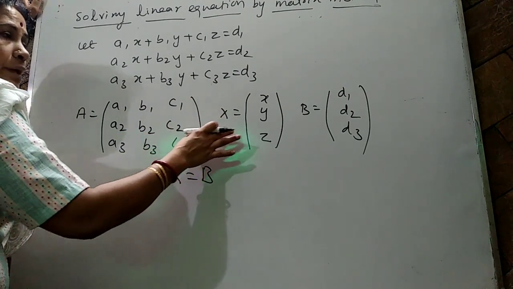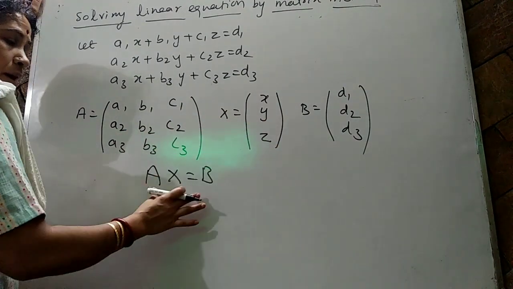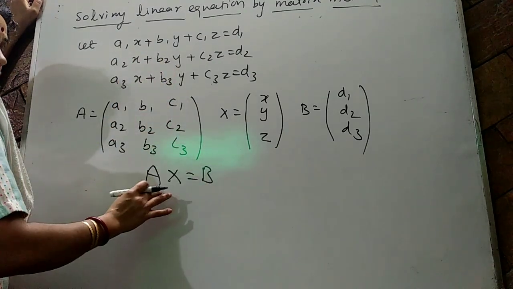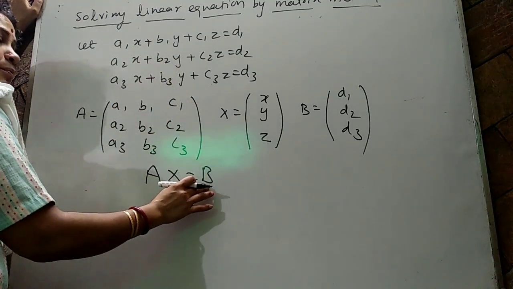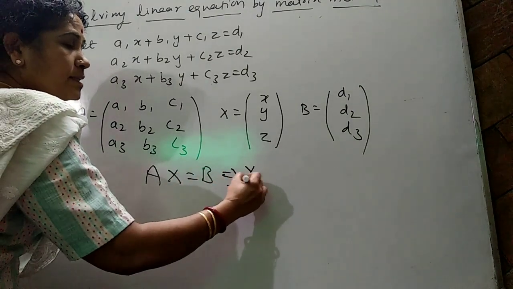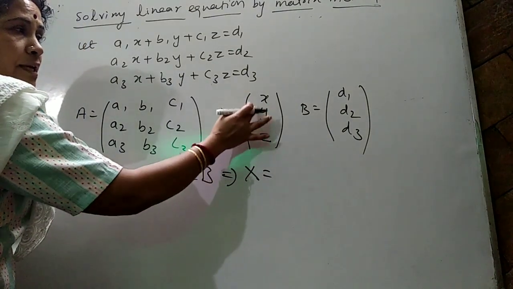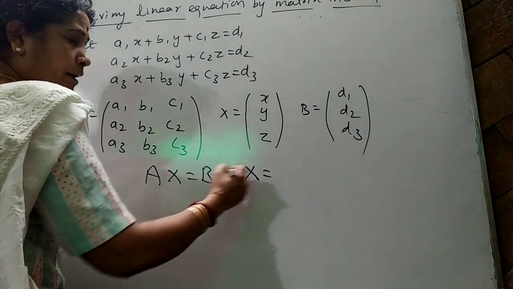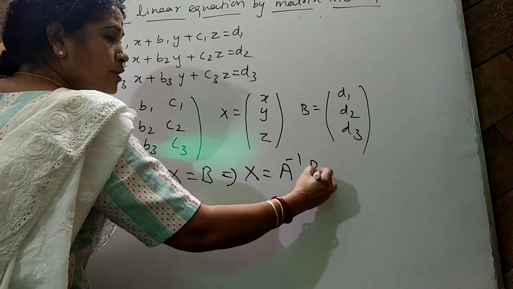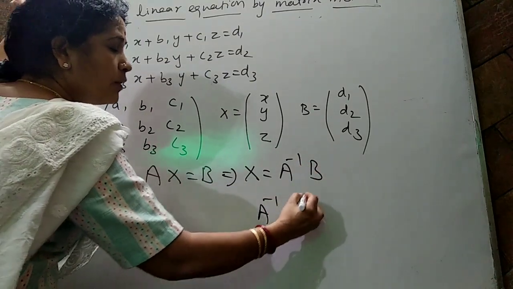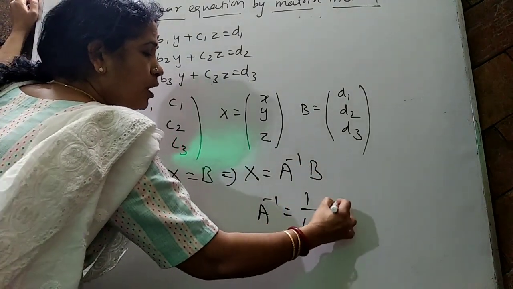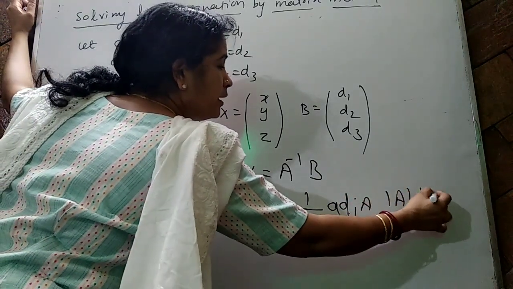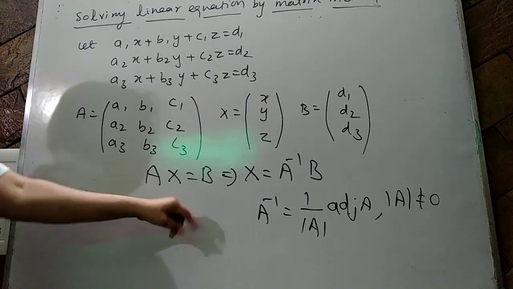So the system can be written in matrix form like this: A into X is equal to B. This implies X is equal to, we need the value of X, that is x, y, z. A is on the left side, so it goes to the other side as A inverse into B, where A inverse equals 1 by determinant of A into adjoint of A, and determinant of A is not equal to 0. We have seen yesterday how to find A inverse.